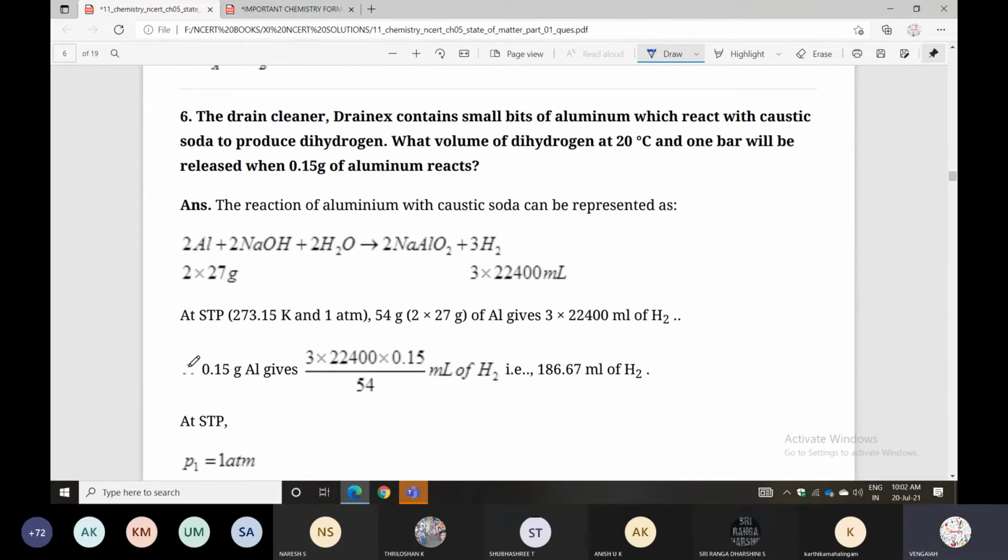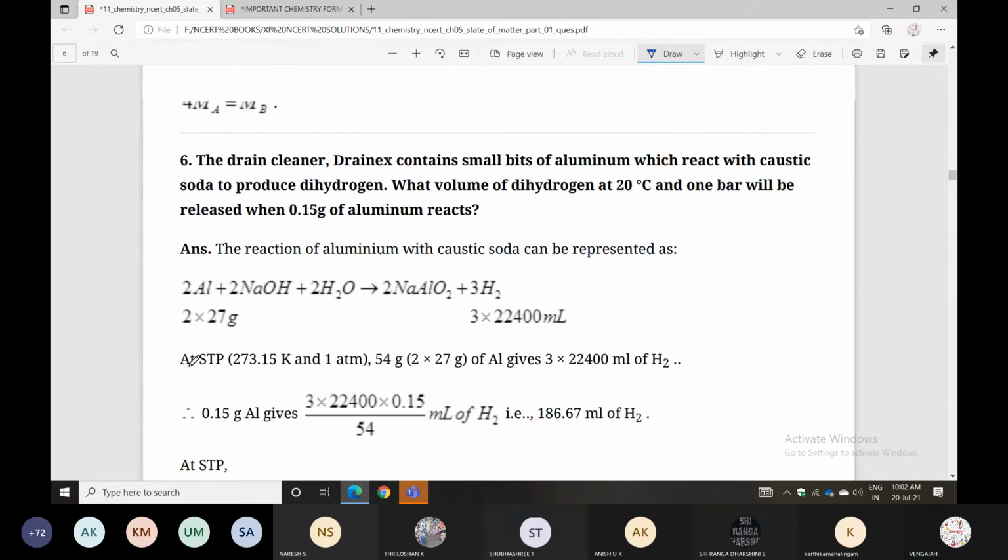What is given in the question? Look here: 0.15 gram of aluminum reacts. Grams is given, so you can take the answer also in grams. This is a relation like the stoichiometric calculations in the first chapter: weight relationship, weight-volume relationship, volume relationship. Same method, same model. So listen once again.